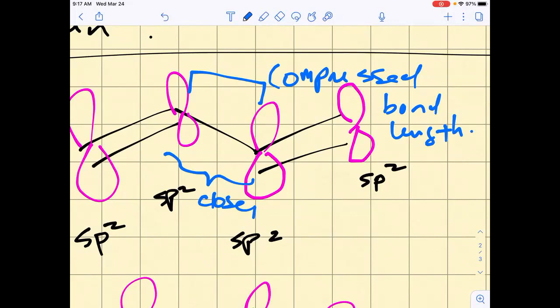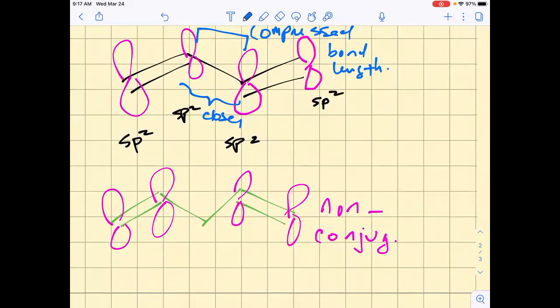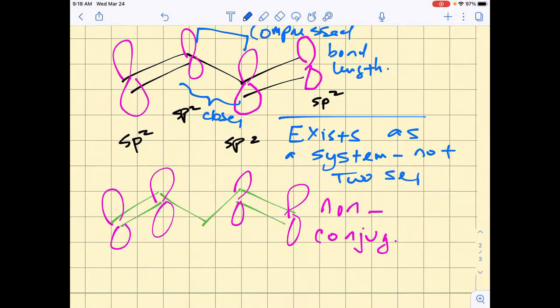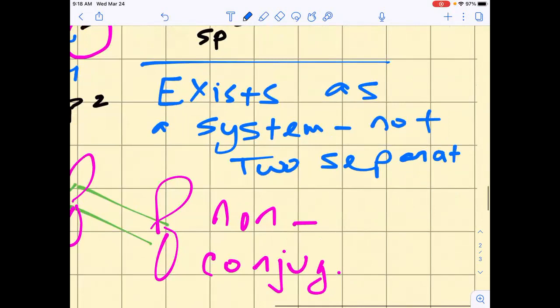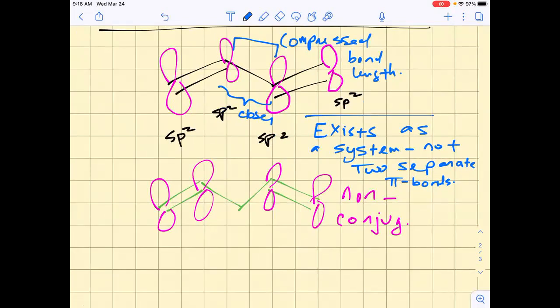So what that does in the case of a conjugated system, when you compress the bond length between those two atoms, you actually turn that conjugated system into one system rather than two separate pi bonds, right? Because those two p orbitals in the middle can overlap. So it's not just two separate pi bonds. It's actually one system that's made up of 4 p orbitals, in the case of this conjugated diene. Are y'all following that? Anybody got any questions about that?